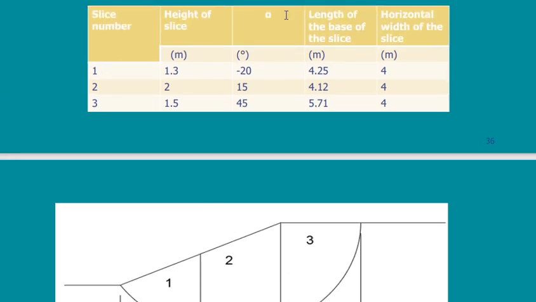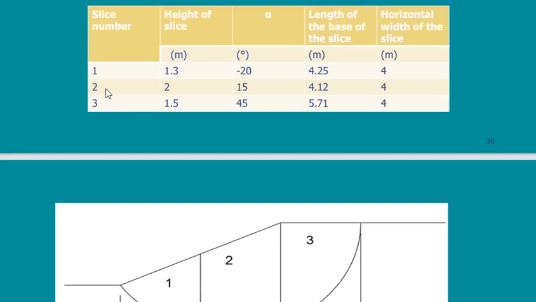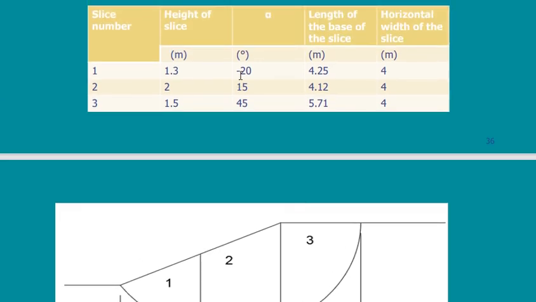So for the first slice, he gave me the height. You see here, this is the height of the slice, 1.3. This is slice number 1. Where is 1.3? It will be in the mid section. For slice number 2, the height is 2, from here to there. For number 3, it is 1.5, from here to there.